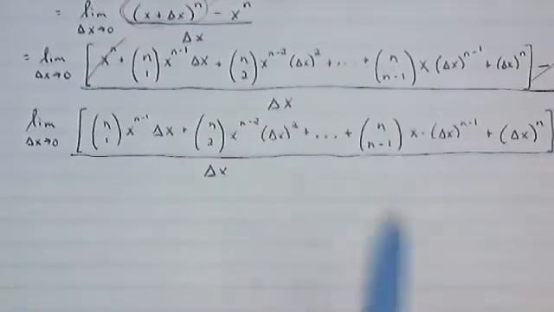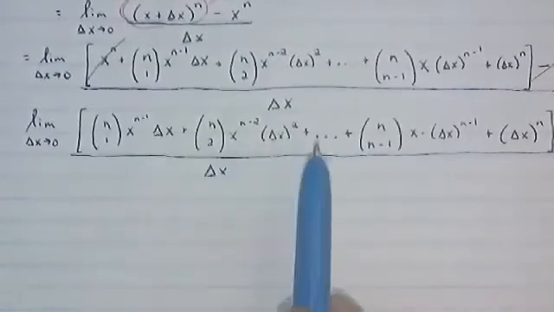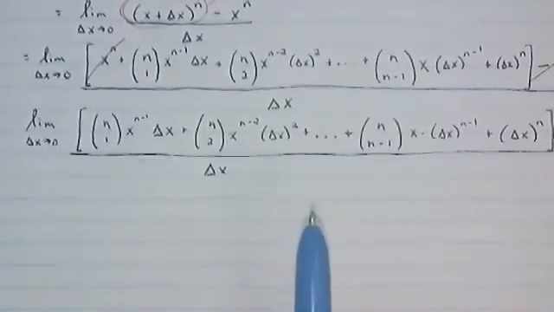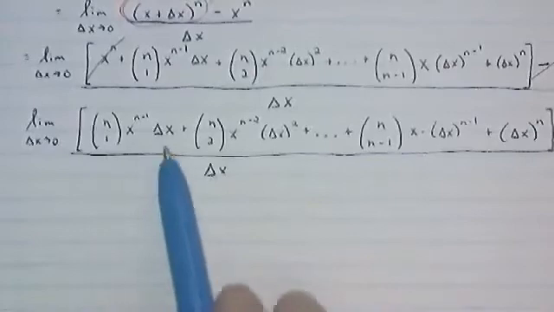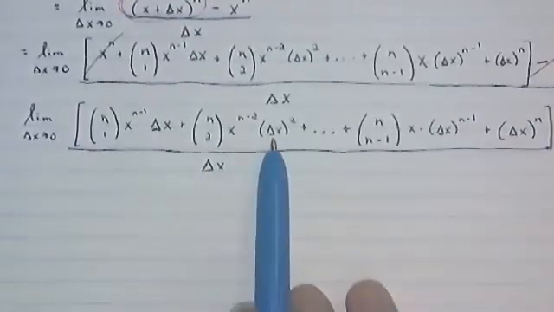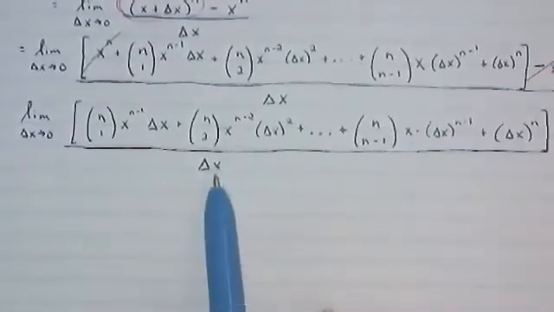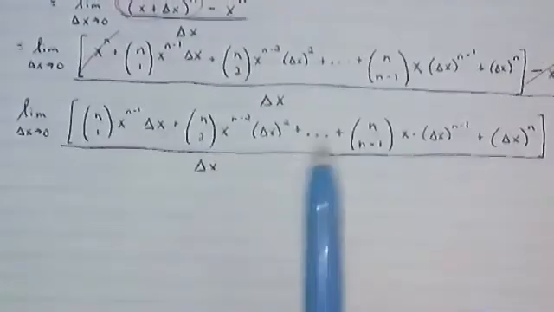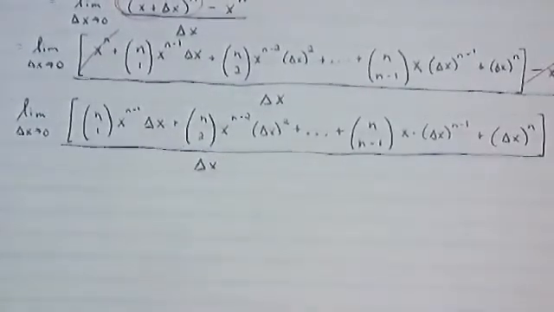Check it out. Every single term in your numerator has what? A delta x, which means we can divide delta x from the denominator into every single one of these. Let's go ahead and do that.